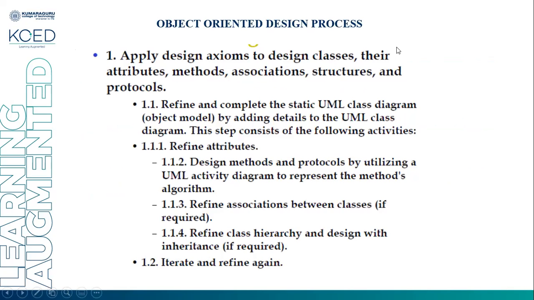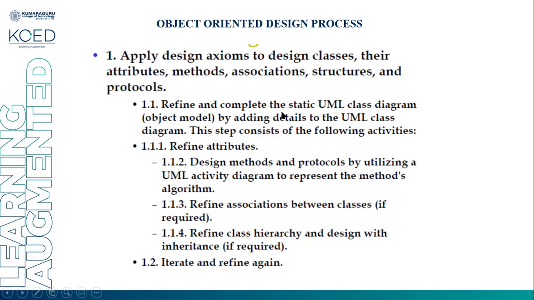So the design process contains three steps. The first step is to apply the design axioms to design classes, their attributes, methods, associations, structures, and protocols. It means the first step speaks about the business layer, classes and objects. It contains a lot of sub-steps.